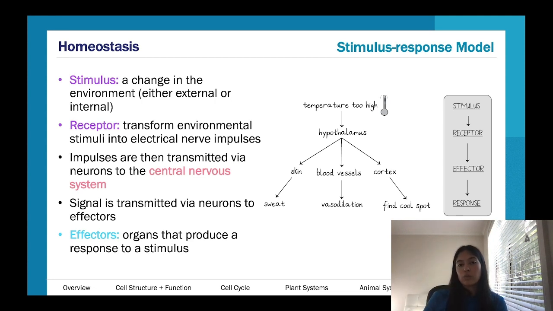And the skin as well will begin to sweat, because when our sweat evaporates, that liquid cools us down as well. So again, stimulus, our receptor that detects that, we're initiating this response through our effectors. So they produce a response to the stimulus. So hopefully that makes sense. I know it seems like a lot of words, but just think about the process logically. The temperature is too high, you want to cool yourself down. These are the three things that happen to initiate that.